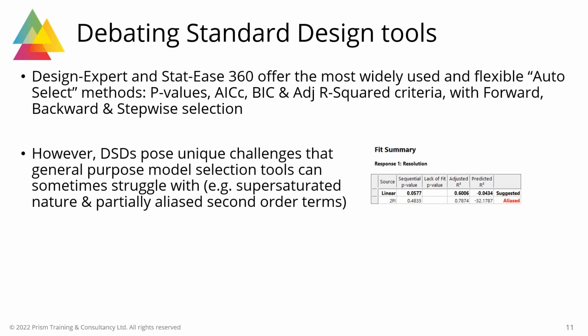But unfortunately, of course, DSDs are one of those exceptions. The unique structure of definitive screening designs causes unique challenges, and it often makes it quite difficult for our general purpose model selection tools to make much sense of this data. We've got a screenshot here of the fit summary output that you can get from Design Expert and Stat-Ease 360. You can see here it's not even attempting to assess the 2-factor interaction group of effects because there's too much aliasing present. And that's just the nature of these definitive screening designs. We've got partially aliased second order terms. We've got a supersaturated design. So it's quite a difficult set of data to make much sense of.